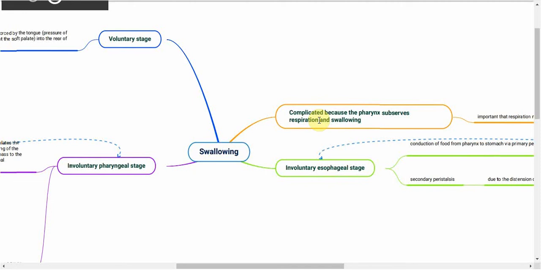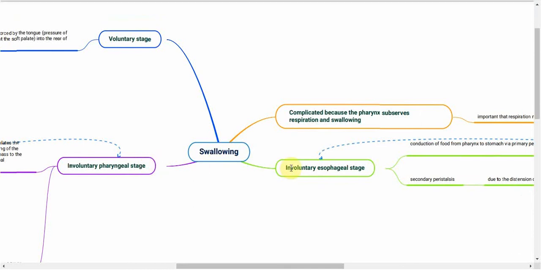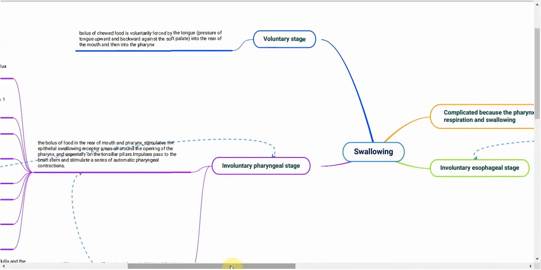The involuntary stage is divided into number 1, the pharyngeal stage, and number 2, the esophageal stage. As you can see, voluntary stage over here. These are the two subdivisions of the involuntary stage, right? I'm hoping that this chart that I've made is useful for you.